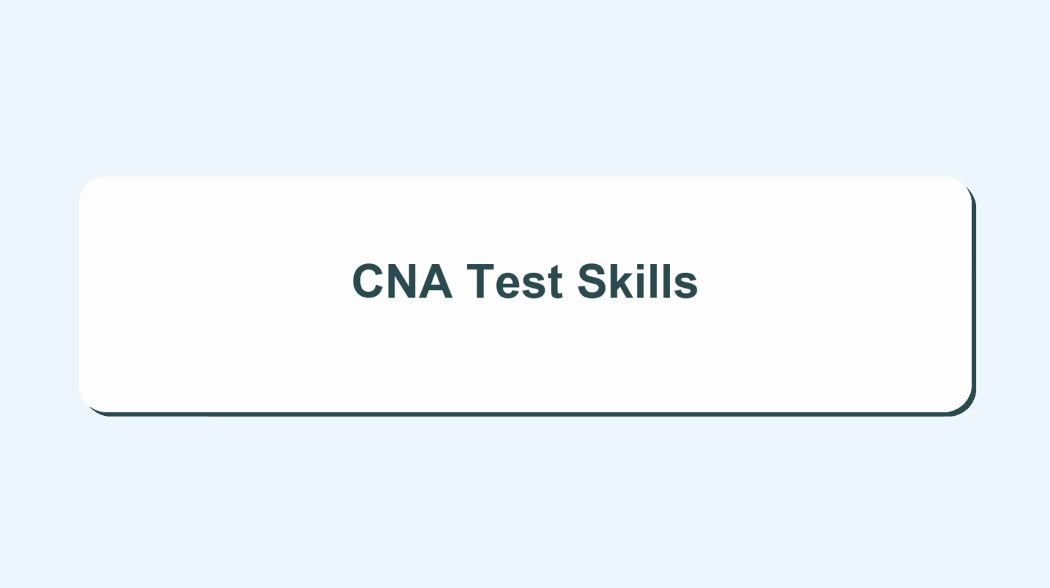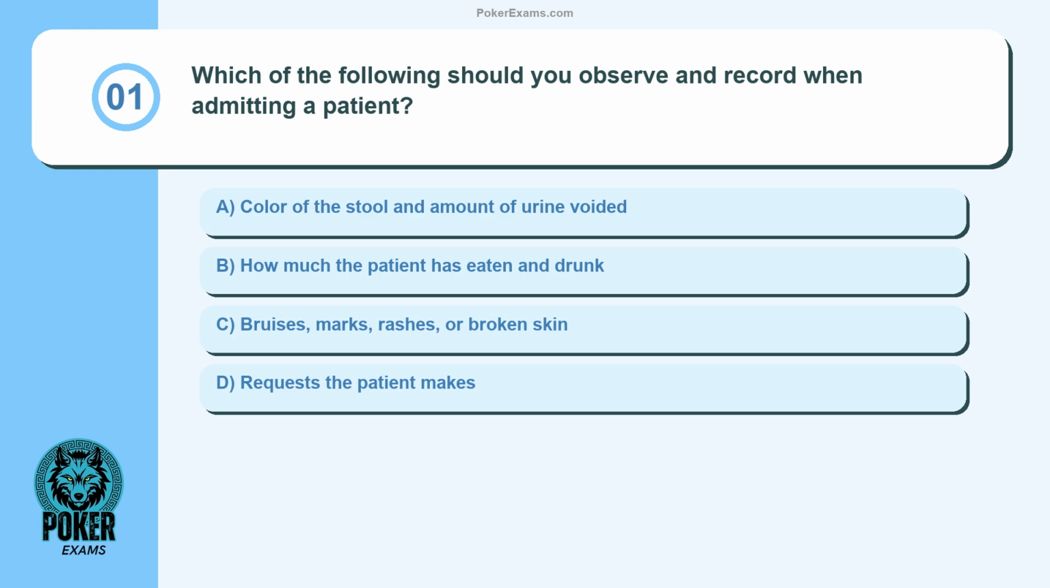CNA Test Skills. Question 1. Which of the following should you observe and record when admitting a patient? Color of the stool and amount of urine voided. How much the patient has eaten and drunk. Bruises, marks, rashes, or broken skin. Requests the patient makes.